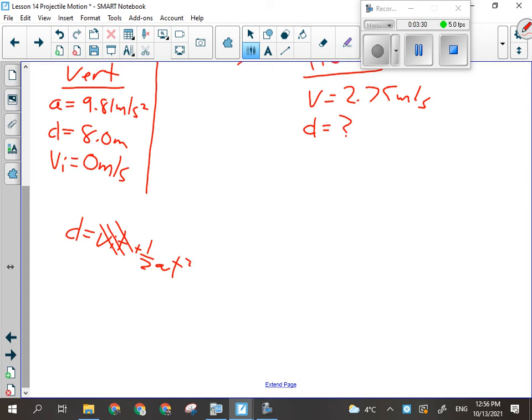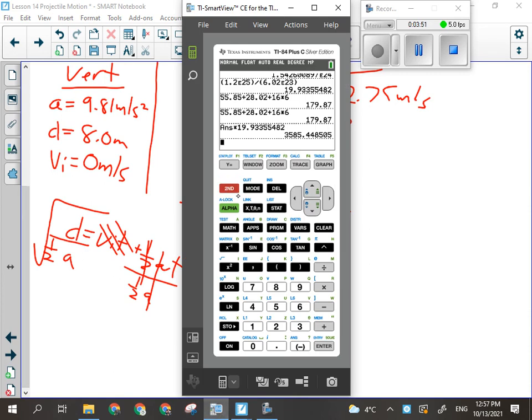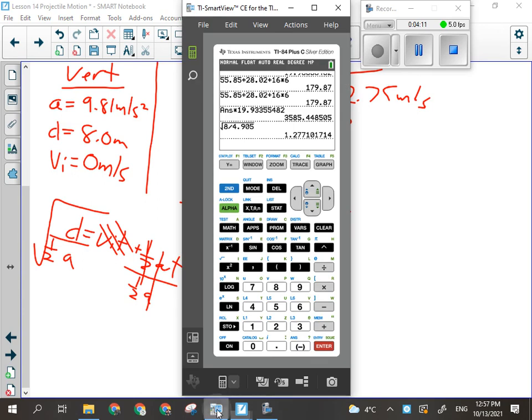Sorry, it's supposed to be squared. Okay? That means I'm going to divide both sides by half of a, and then I'm going to square root. That will give me t. So t will equal the square root of 8 meters divided by 1/2 times 9.81, all square rooted. That's half of 9.81, by the way. All right, so it's going to take 1.27 seconds for the person to fall to the water. Okay, so now that I have that, there was 1.27.